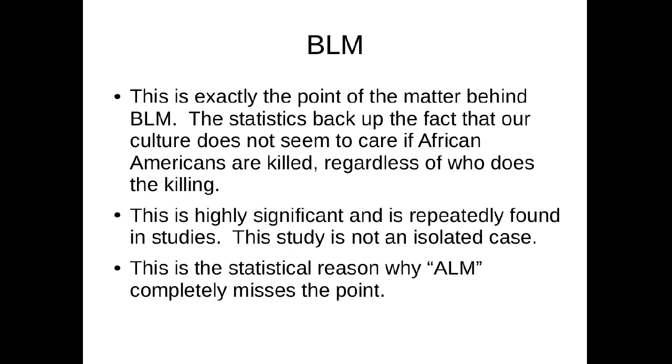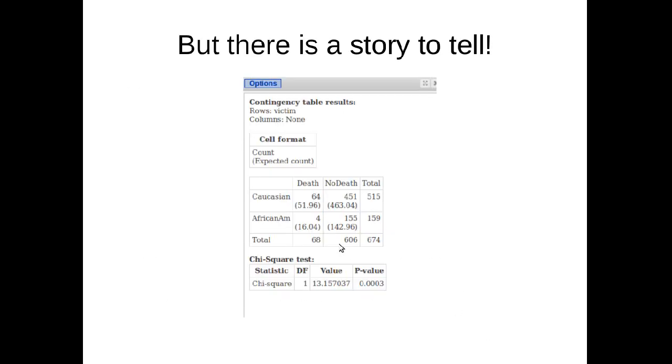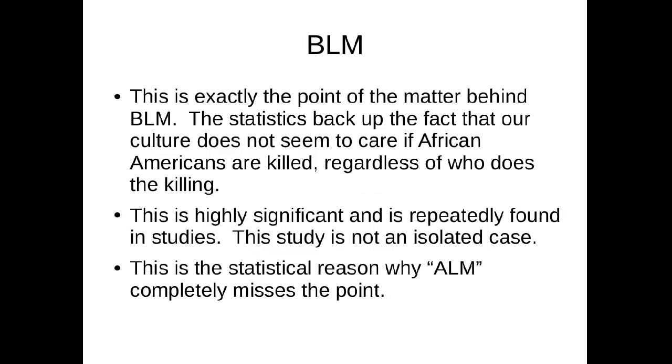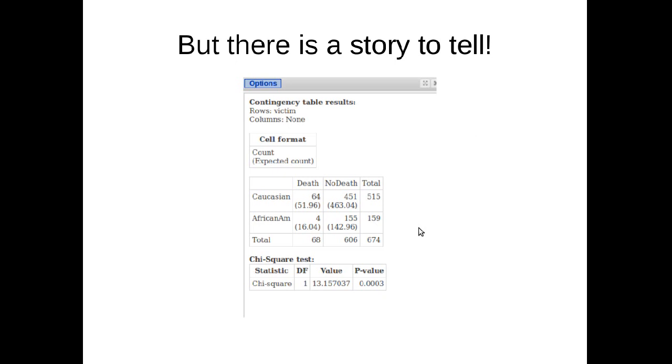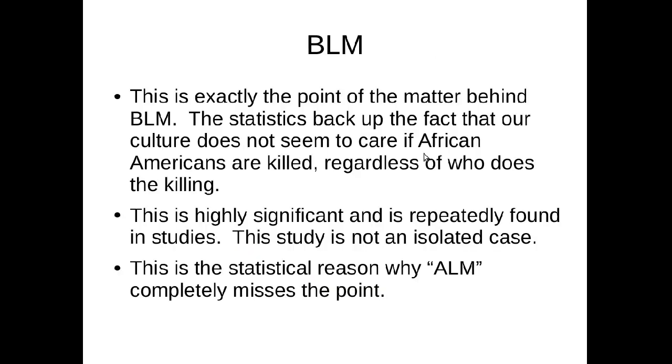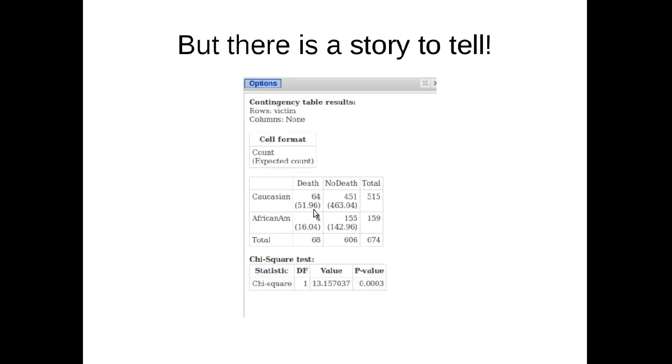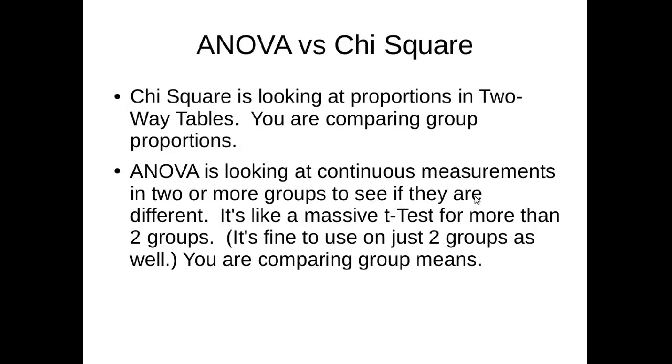And this is exactly the point of the matter behind the BLM discussion. The statistics back up the fact that the culture does not seem to care if an African American person is killed, so they're more likely to let the supposed killer go free. But if a white person is killed, they're more likely to say, hey, that's not right, we're going to punish you. So this is definitely in support of the BLM discussion. And this is statistically why All Lives Matter completely misses the point. We're saying, look, black lives should matter. This is telling us that the juries are not convicting at the same rate when it's an African American person who was killed.